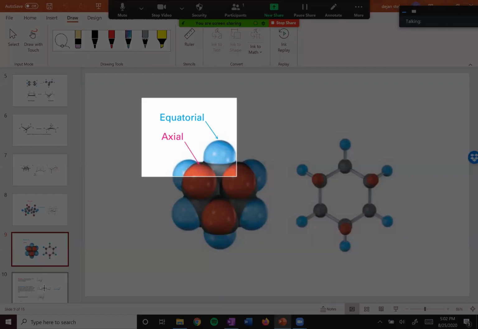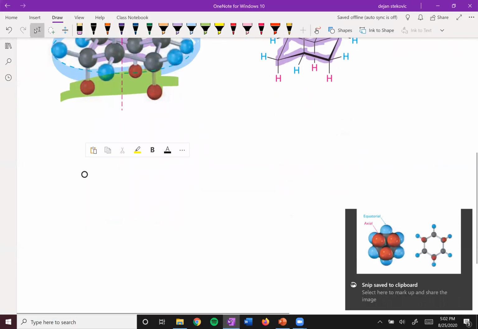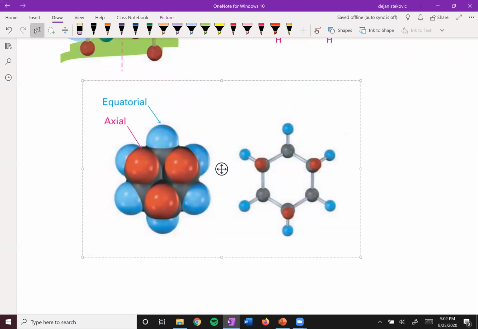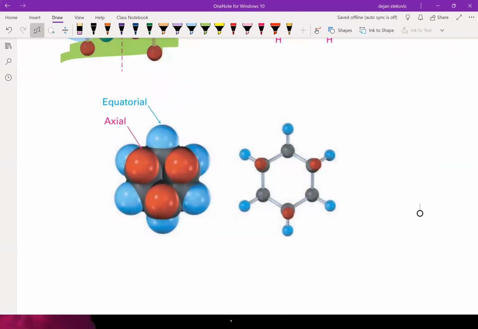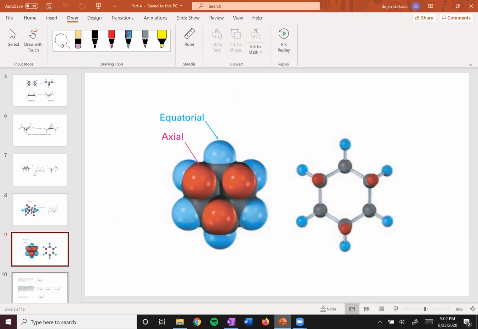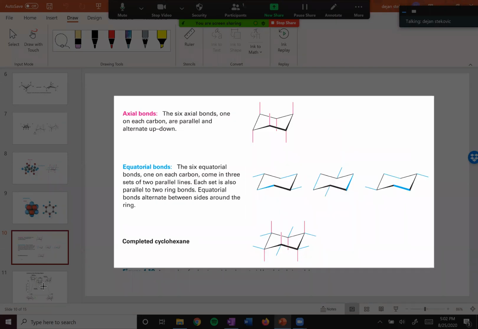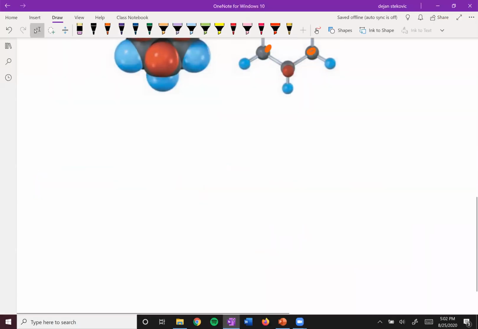Here's just a kind of top-down view of that. So we can see these top 3 being axial. We can see all of our equatorial, and then there's more axial hydrogens underneath these carbons. Here's just another diagram in your book. This one kind of explains how to draw this relatively nicely.